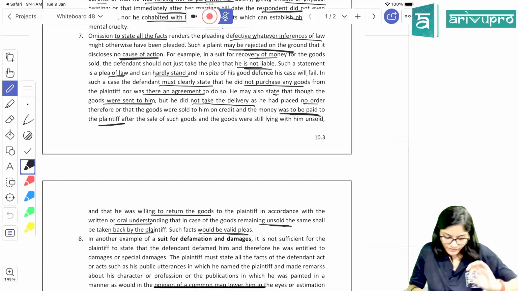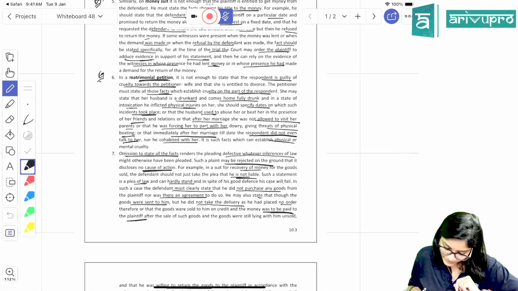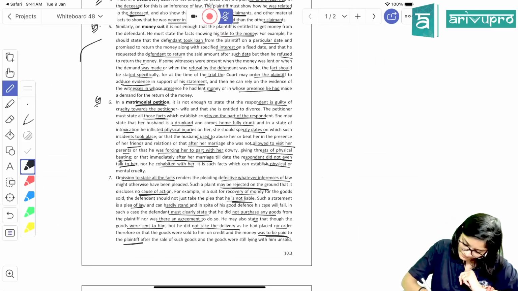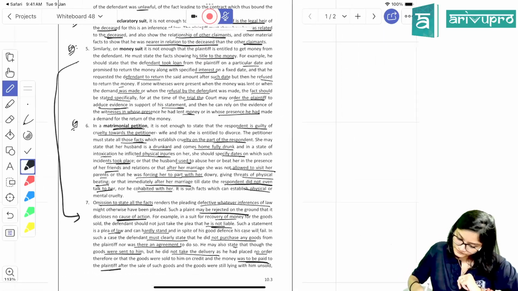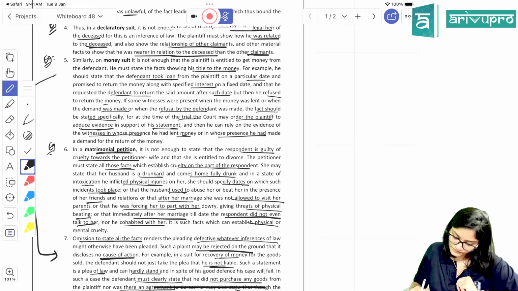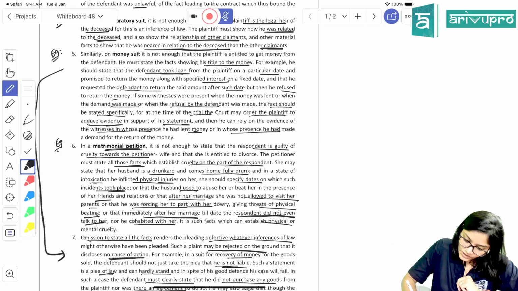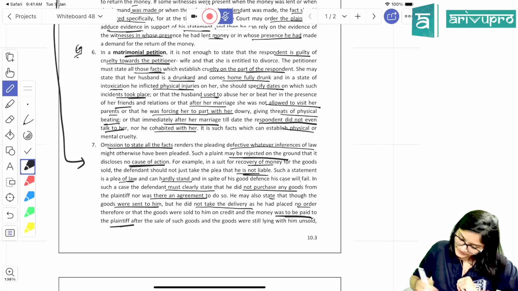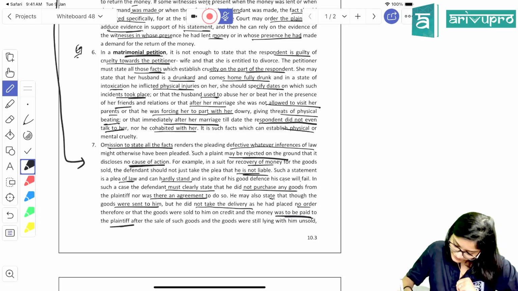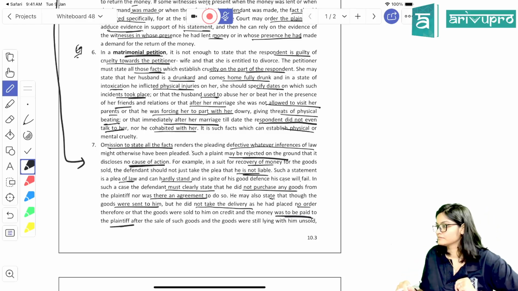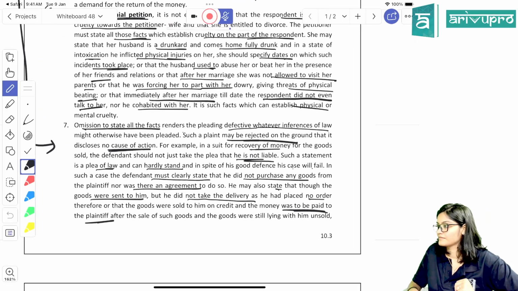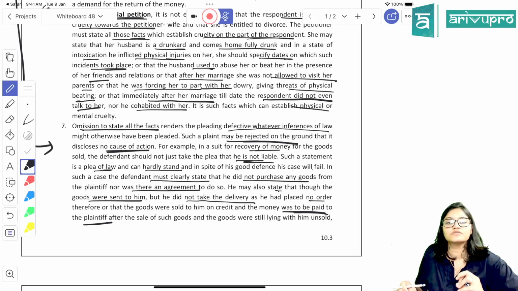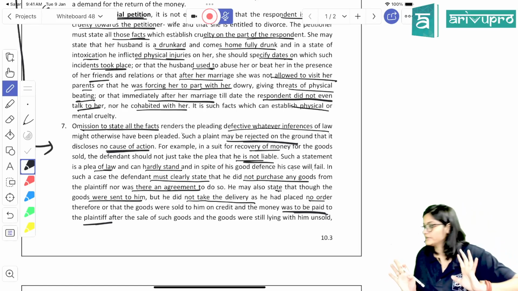So what is this seventh point? You can connect this seventh point with this. That in money suit, what plaintiff have done, right? And here they have given that how the defendant can respond. Right? So you just mention the fact, you just don't say I am not liable. Court will decide that.